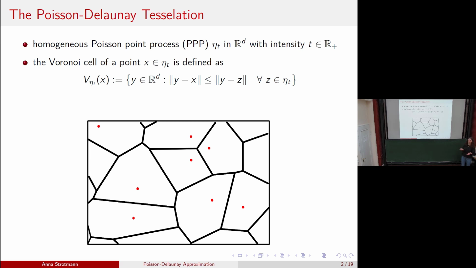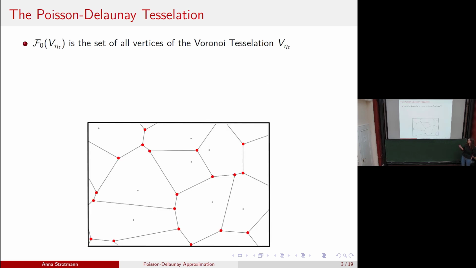One way of construction is using the well-known Poisson-Voronoi tessellation. For the Voronoi cell of some point x of the point process, we take the set of all points which are closer to the point x than any other point of the point process. The point x is also called the center of the cell, and the union of all Voronoi cells is called the Poisson-Voronoi tessellation.